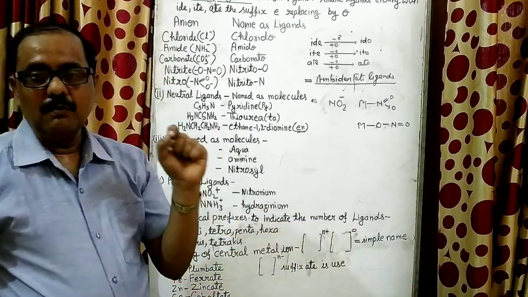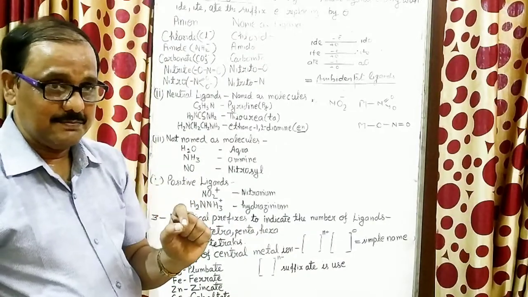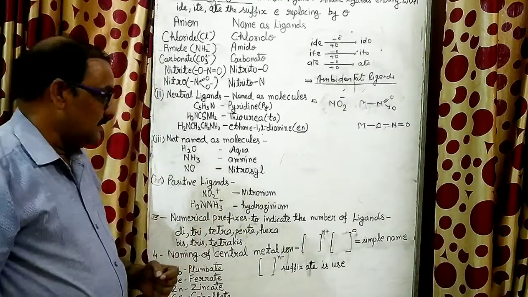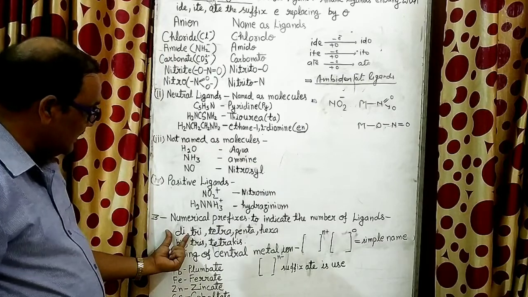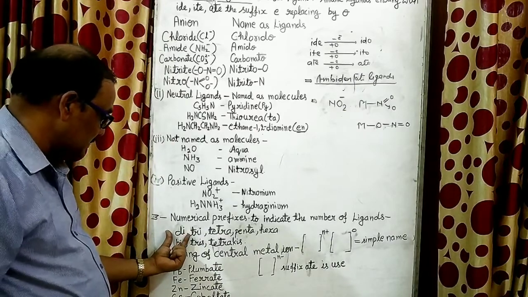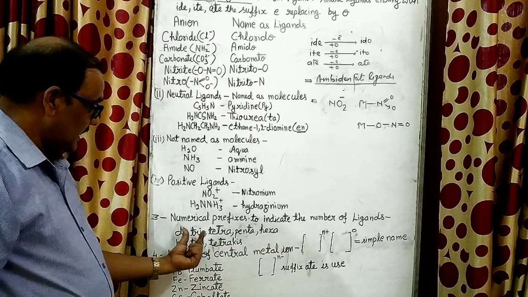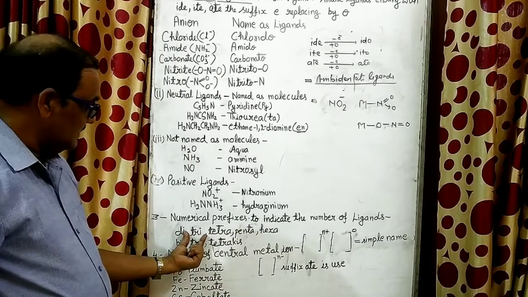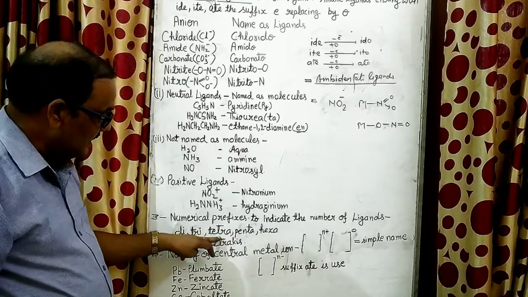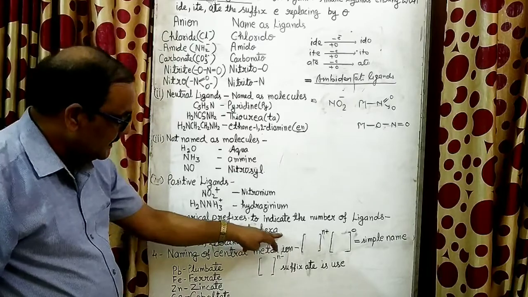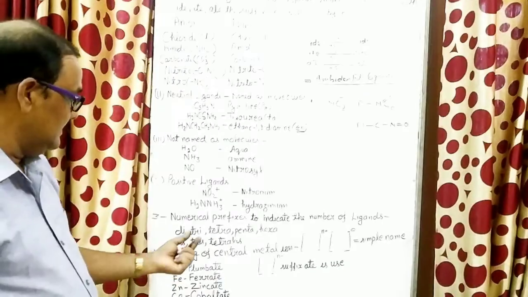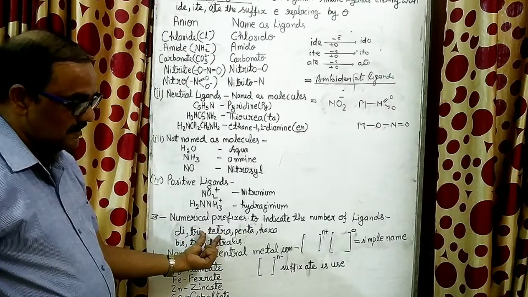It means if more than one similar ligand is present, then you must indicate the number of ligands. As a prefix for two similar ligands, the prefix used is di. And if three similar ligands are present, then you must use the prefixes tri, tetra, penta, and hexa. These prefixes are used to indicate the number of ligands present in the complex compound.